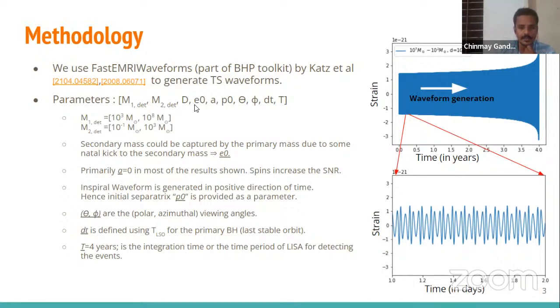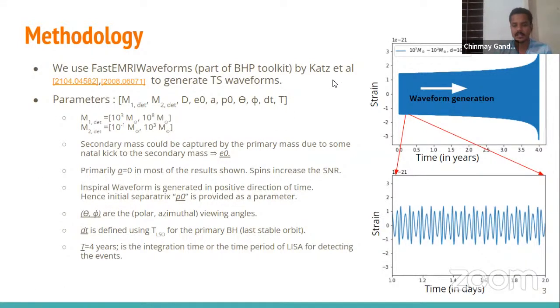We are using eccentricity because when the secondary mass is captured by the primary one, it will have some initial velocity. That could be a reason behind the initial eccentricity, which we expect to be around 0.2 or so, so we are using that. We take the initial spin of the primary black hole to be about zero. Of course, the SNR will increase with spin, so taking spin as zero is a conservative choice here.